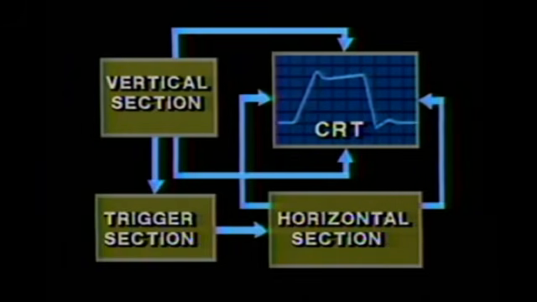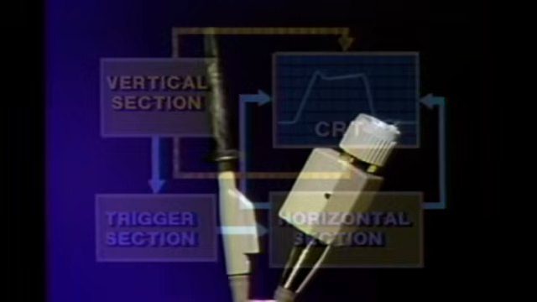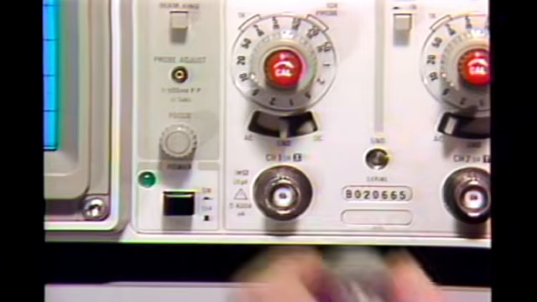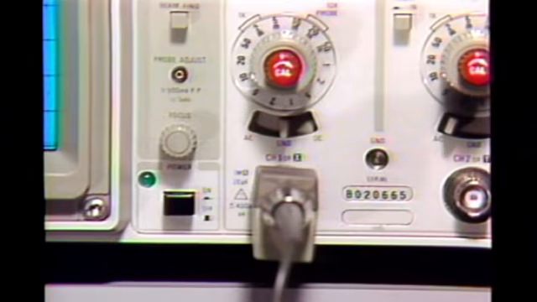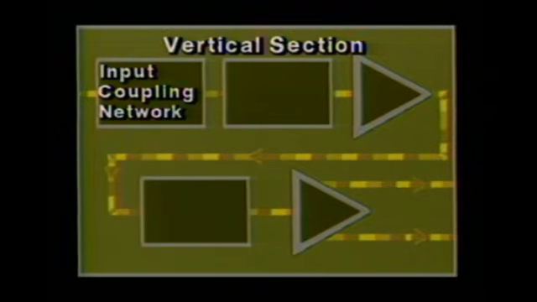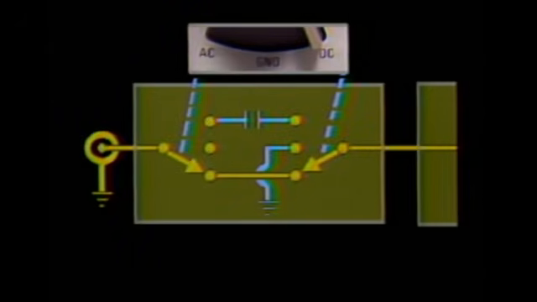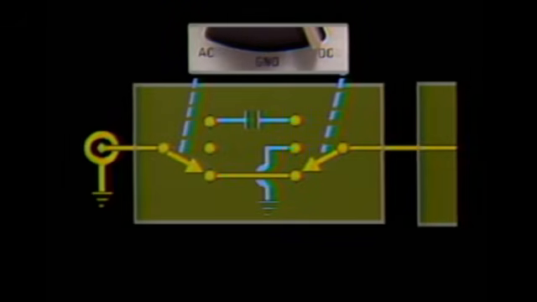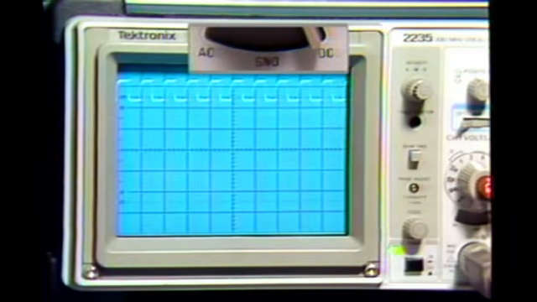As we mentioned earlier, the oscilloscope can be divided into two sections, the vertical and horizontal sections. In this part of the tape, we'll take a closer look at the signal path through the vertical section. Source signals are connected to oscilloscopes through probes or through coaxial cables. After a signal source is connected to the vertical input BNC, the signal flows through the vertical input coupling network. The coupling network allows selection of either DC, AC, or ground coupling. DC provides a direct path to the vertical amplifier, coupling both AC and DC components of the applied signal.